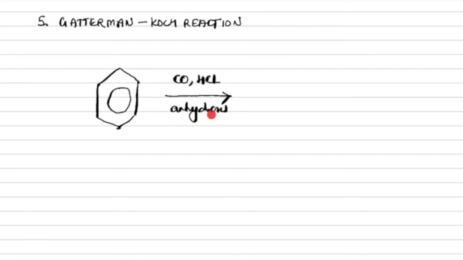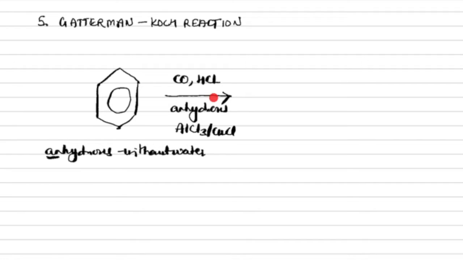I will do this reaction in presence of anhydrous aluminium chloride, AlCl3. You can use copper chloride also. So anhydrous means without water, remember that. Hydrous means water. We attach this An, it means without water. So now what will happen is, the main thing is these two guys. Carbon monoxide plus HCl will give us what we want. So they will give us this group. That is what we need in aldehyde, right?